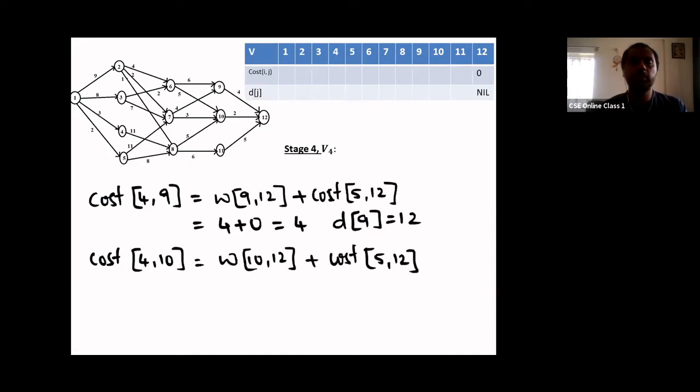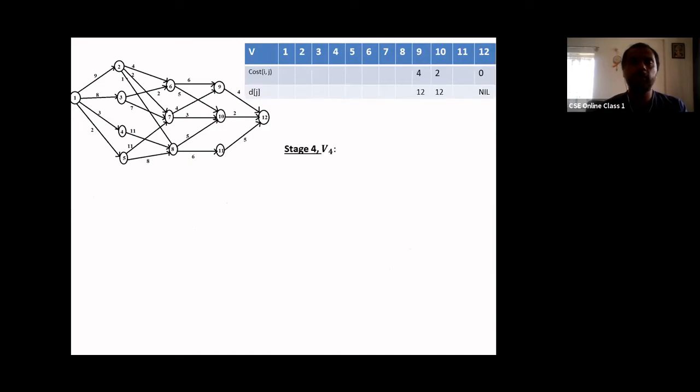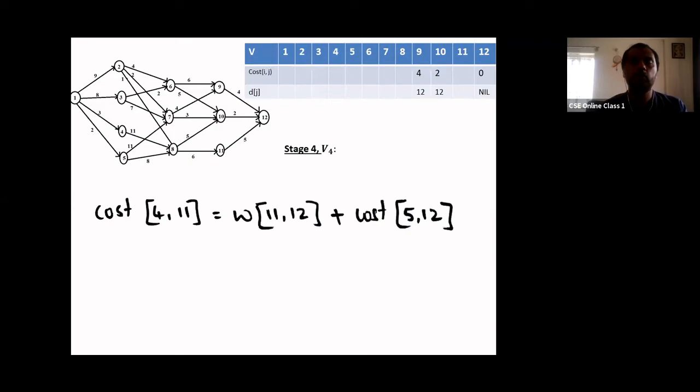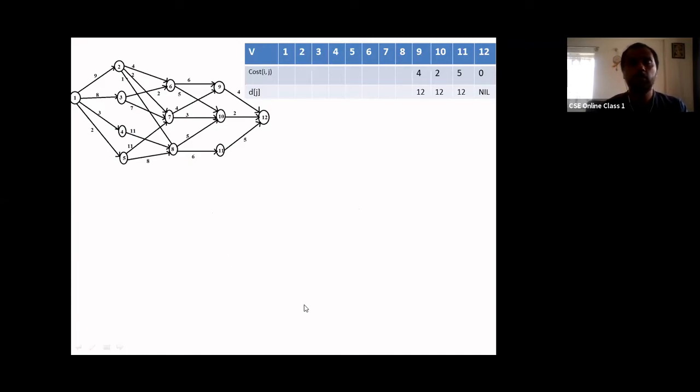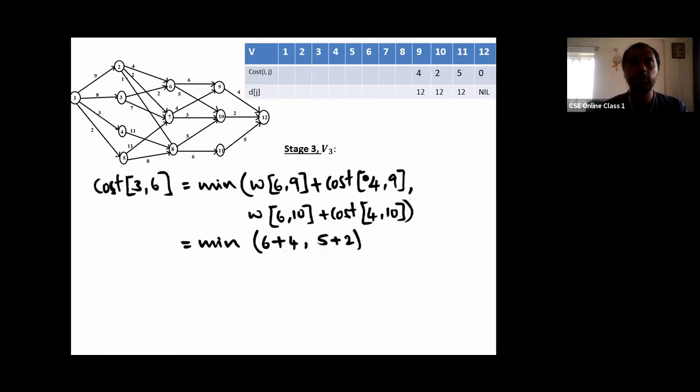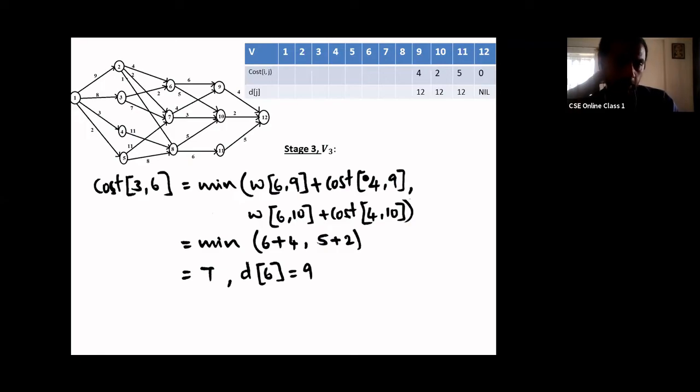Similarly, for the 4th stage vertex 10, the connecting cost from vertex 10 to 12 is 2, and then the shortest path from 12 to the sink. And the same way, for the other vertex of stage 4, that is 11, the cost of connecting from fourth stage vertex 11 is equal to the connectivity cost from 11 to 12, then the shortest path from 12 to the sink. Once we complete stage 4, we move to stage 3, and we find it in a similar way.